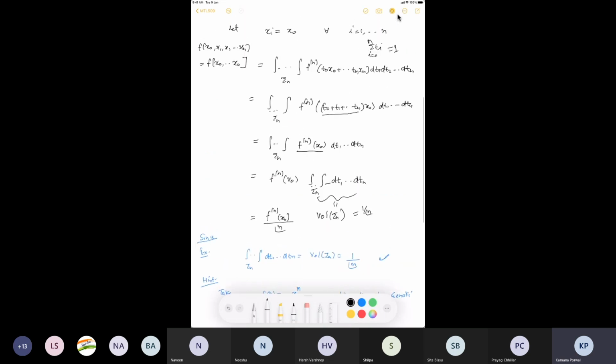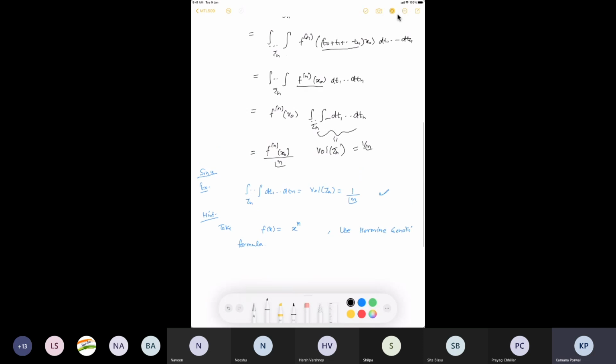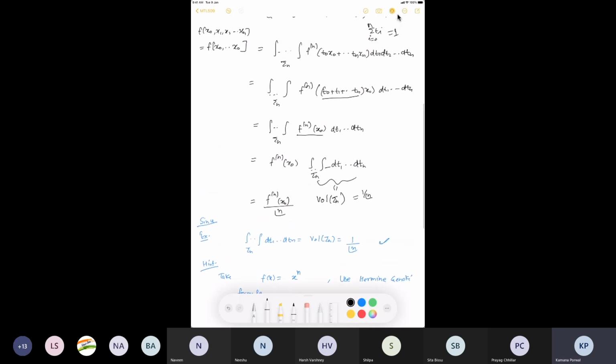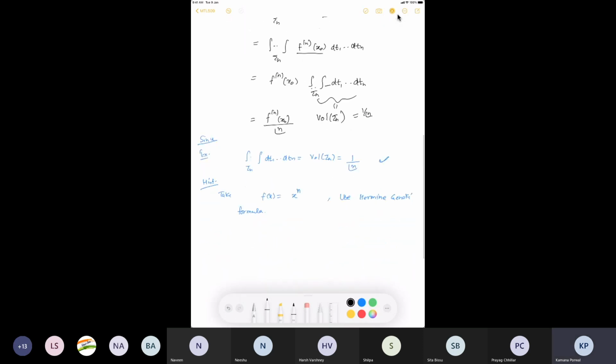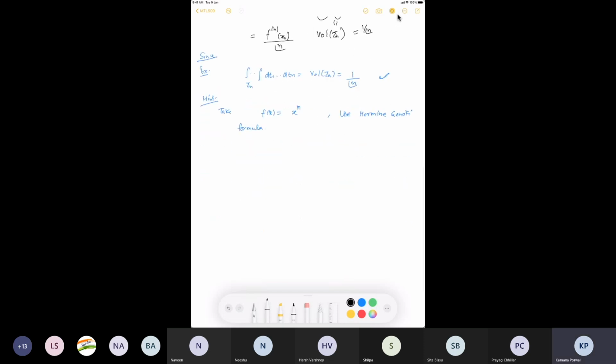We'll try to see some application of this result when we take some example and see how you will use this result. And I'm going to leave one more exercise for you.